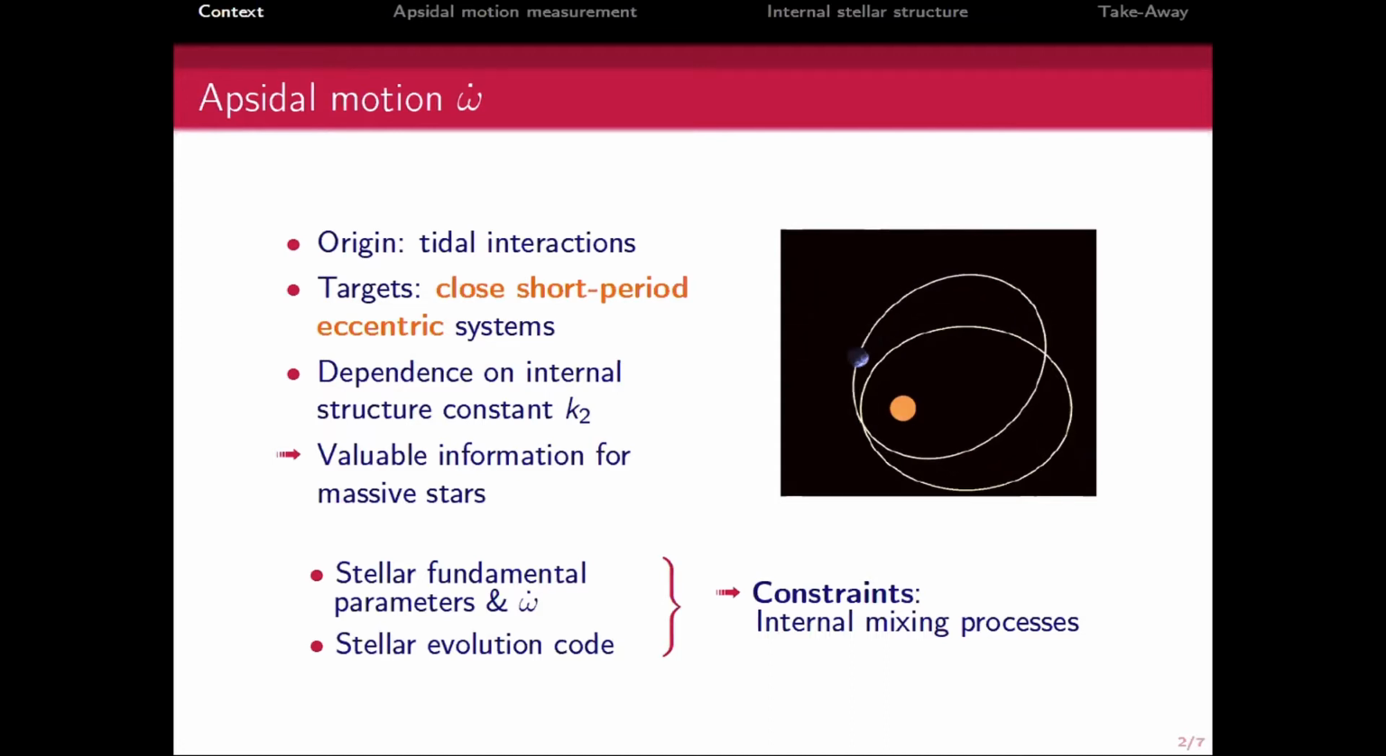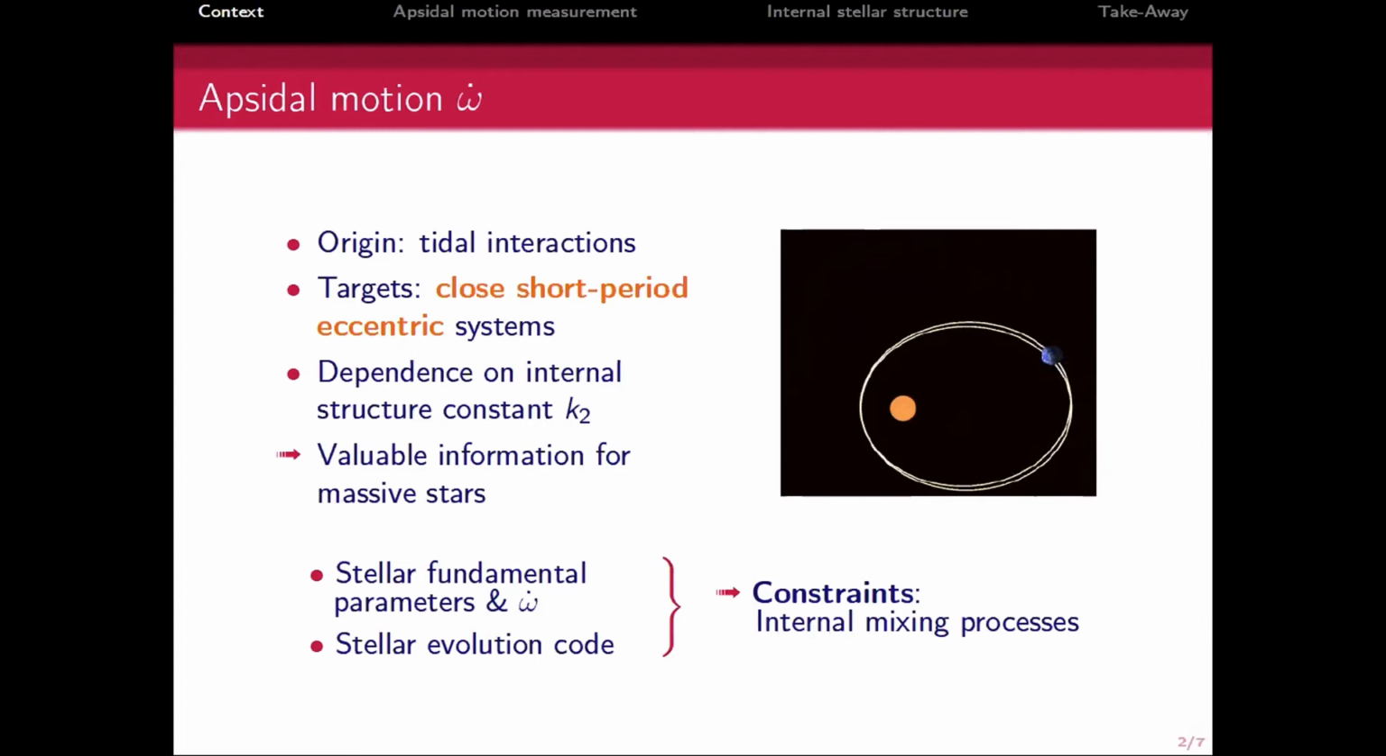So if we know the stellar fundamental parameters of the stars, as well as the apsidal motion rate of a system, on the one hand, and if on the other hand, we have a stellar evolution code, whatever it is, then we can confront those two and put some physical constraints on the internal mixing processes occurring inside the stars.